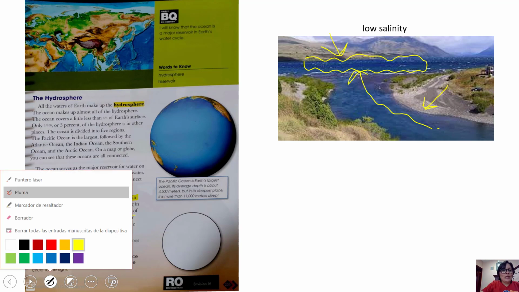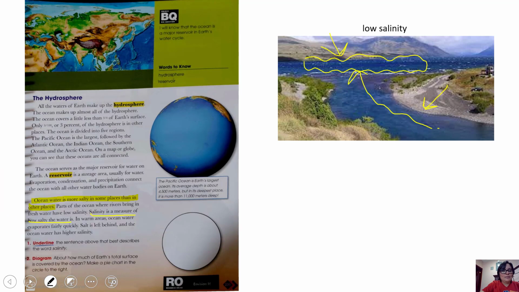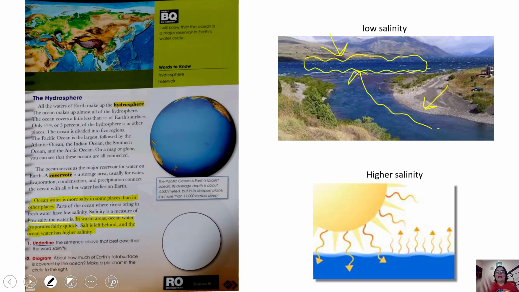Now I want you to underline or to highlight this part of here. Look, it says that in warm areas, ocean water evaporates fairly quickly. Salt is left behind and the ocean water has higher salinity. I want you to underline that. And I want you to see this picture. Here we can see the ocean by this side and the sun by this side.